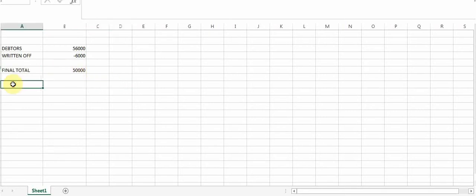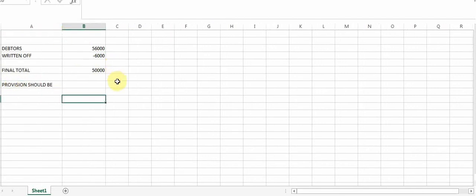Right, so that's my debtors. Now I want to know what the provision should be, and it's quite easy to calculate. I will simply take the 50,000 that I have now calculated and times it by this percentage given. In scenario number 1 they tell you it is 8%. So I times by 8% there, and that gives me an answer of 4,000 Rand.